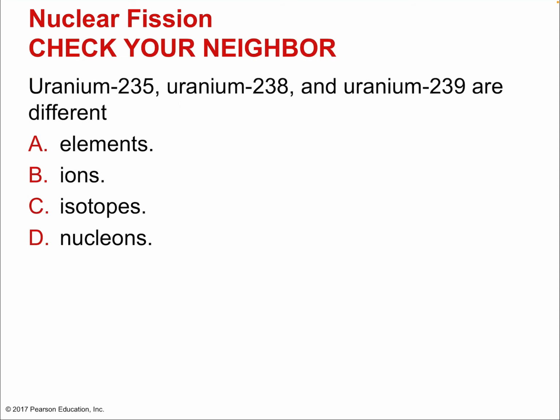Okay, so uranium-235, uranium-238, and uranium-239, all isotopes of uranium, are different what? Isotopes. I just said it. Sorry. Okay, but point being, that's what an isotope is. Okay, different numbers of nucleons.